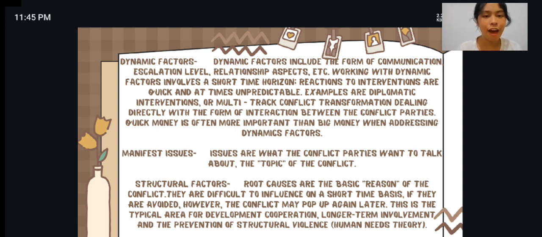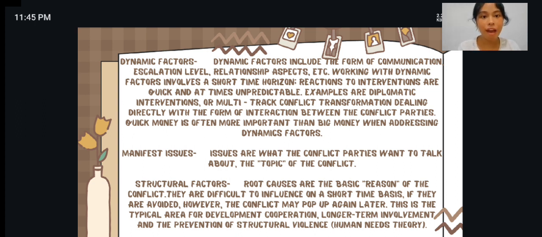Working with dynamic factors involves a short time horizon. Reactions to intervention are quick and at times unpredictable. Examples are diplomatic interventions, or multi-track conflict transformation, dealing directly with the form of interaction between the conflict parties. Quick money is often more important than big money when addressing dynamic factors.